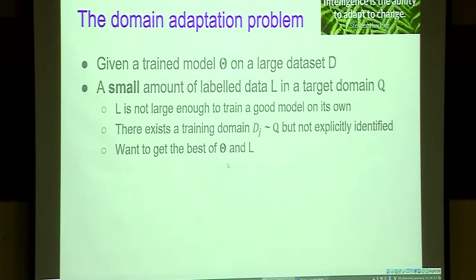But we believe that this training data is kind of universal. So there exists, from the training domain, some DJ which sort of follows the target distribution Q, but we have not identified that explicitly. And our goal is to get the best of theta, which is this global model, and the small amount of labeled data L to make the theta adapt to the Q distribution.